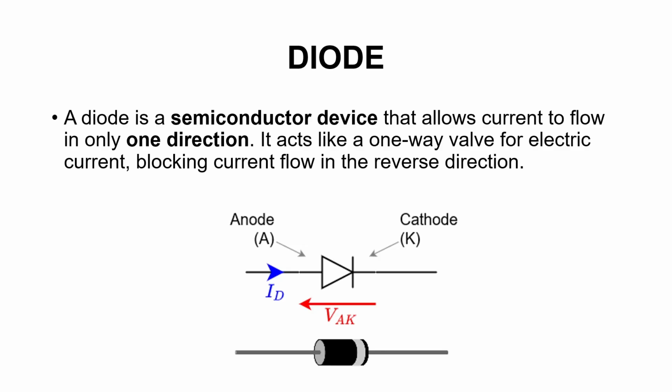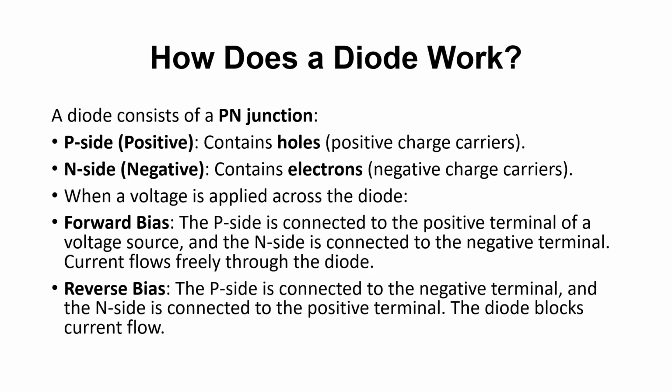Now, how does it actually work? Most diodes are built around something called a p-n junction. You've got two sides: the p side, positive, doped with materials that create holes or positive charge carriers; and the n side, negative, doped with extra electrons as negative charge carriers. When these two meet, they form a special boundary layer called the depletion region.